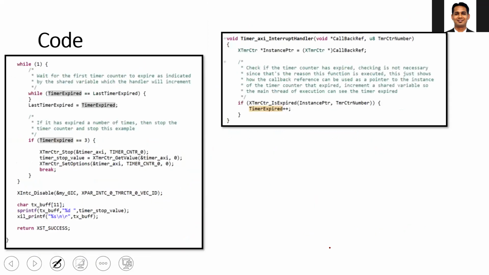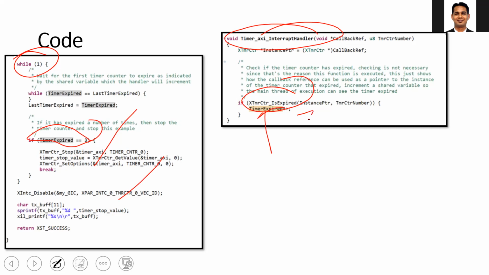So what I am doing is writing the while loop, okay, and I'm just checking how many times the interrupt has happened, and if the interrupt has happened 3 times, then I'm stopping the timer and disabling the corresponding interrupt. And inside the interrupt handler, I'm just checking whether the corresponding interrupt has expired. If it is expired, I'm incrementing this variable. So if this variable reaches 3, then I know that I have generated the interrupt 3 times.